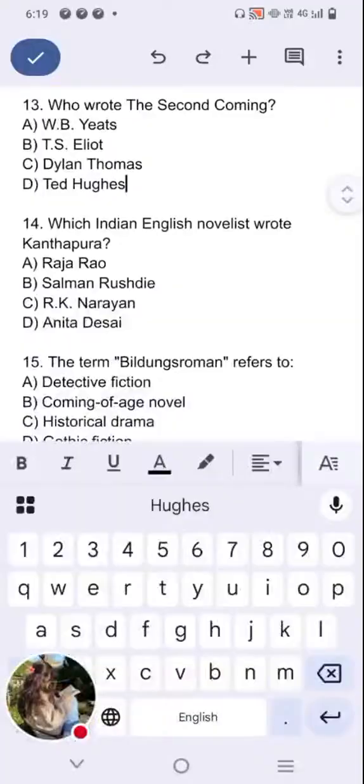Next question, who wrote The Second Coming? Option A, W.B. Yeats. Option B, T.S. Eliot. Option C, Dylan Thomas. Option D, Ted Hughes. Who among the following wrote the work The Second Coming?